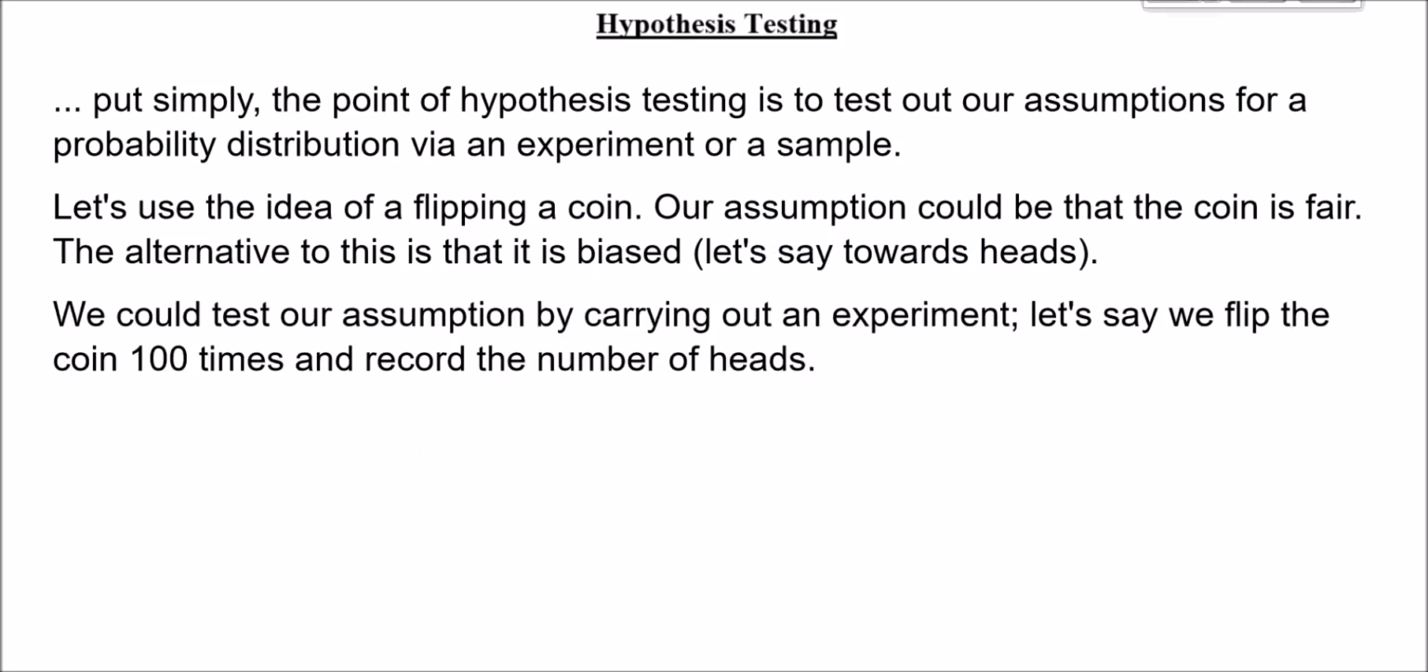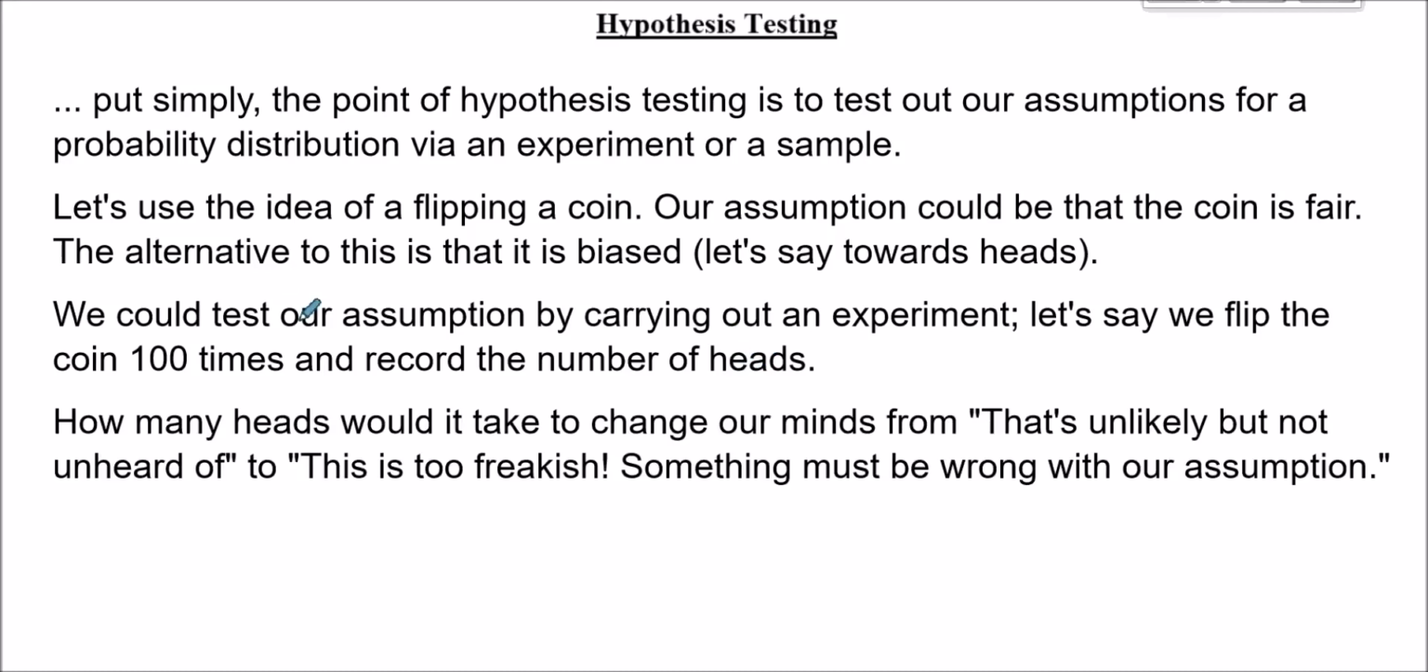So how could you test if it's biased or not? Well, you could test this by carrying out an experiment. Let's say you've got loads of time in the world and you flipped it 100 times. You could then record the number of heads, couldn't you? So if you did that, then how many heads would it take you to change your mind? Well, I've got to say 55 heads, or I've got 60 heads. That's a bit unlikely, but it's not unheard of. That's just natural chance.